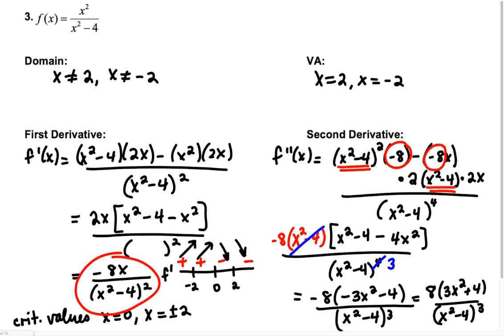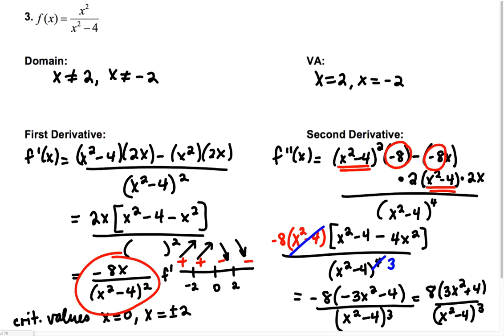And you can kind of tell from the numerator, you're not going to get any additional critical values because we have a squared plus something, right? If you set that equal to 0 and tried to solve, do you guys see how you would get i solutions? Okay, we don't have i's in Calc 1, so we're not going to worry about it.